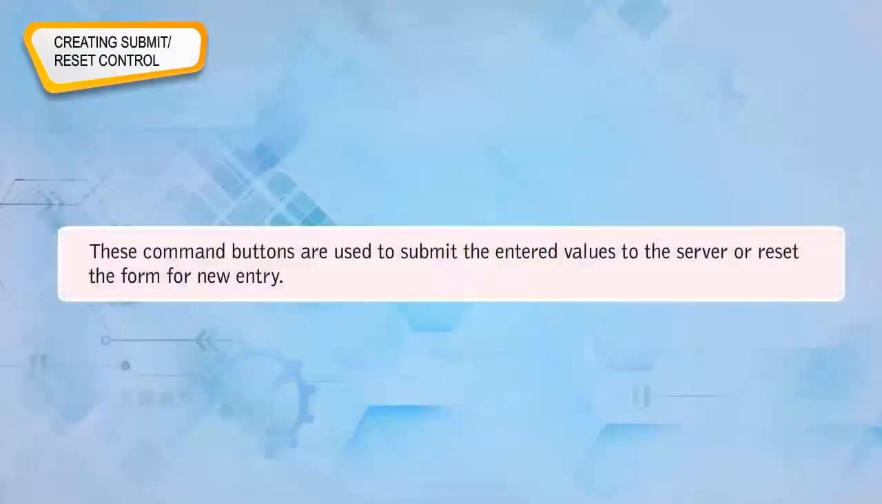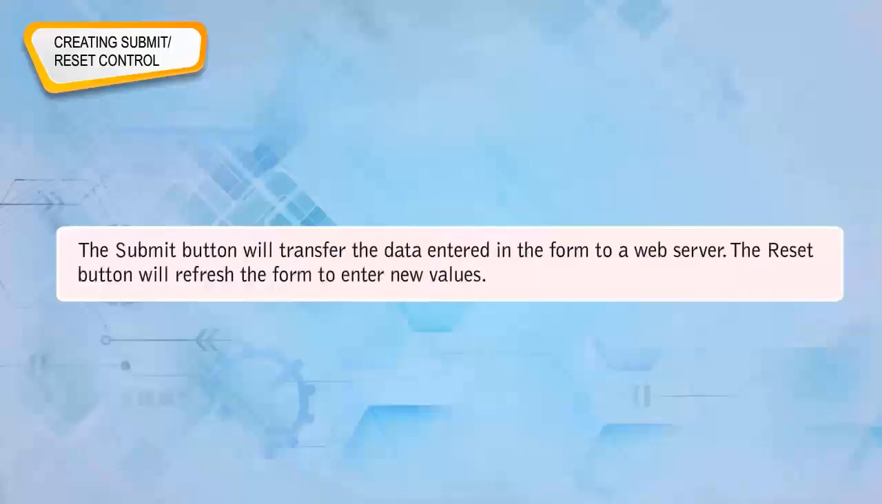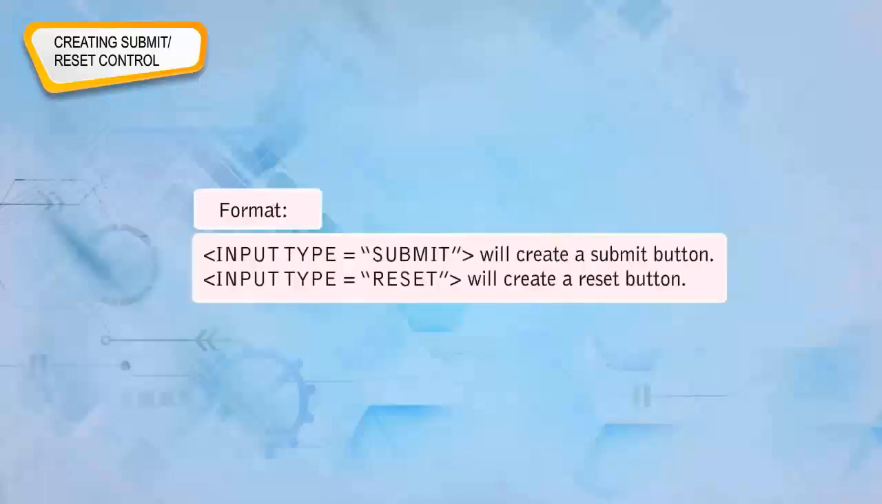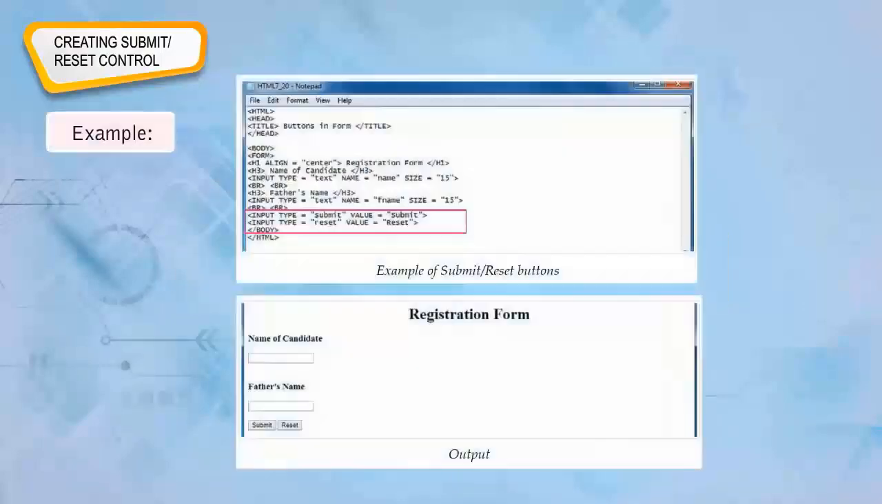Creating submit, reset control. These command buttons are used to submit the entered values to the server or reset the form for new entry. The Submit button will transfer the data entered in the form to a web server. The Reset button will refresh the form to enter new values. Format: input type is equal to submit will create a Submit button. Input type is equal to reset will create a Reset button. Example.